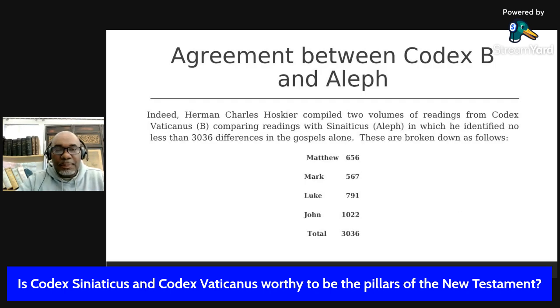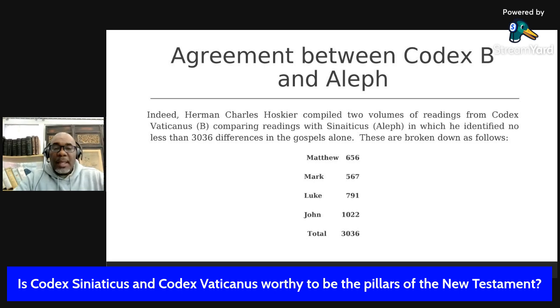And then we've got Herman Hoskier. He did two volumes. The book's called Codex B and Its Allies. He compared the readings of Codex B and Sinaiticus, and he found 3,036 differences, quite a lot of differences. 656 in Matthew, 567 in Mark, 791 in Luke, 1,022 in John, and the total is 3,036.